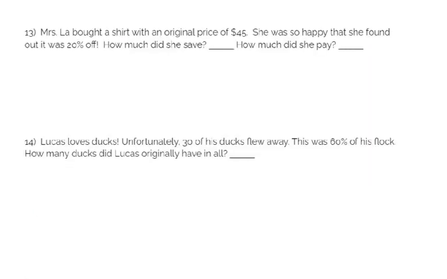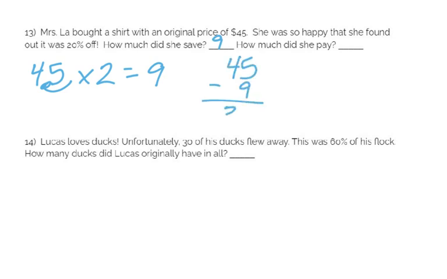All right, the last two word problems. I bought a shirt with an original price of $45, and I had 20 whopping percent off of it. So happy. So I'm going to find 10%, which would be 4.5. And to get 20%, I would double that, which would be 9. So I saved $9. So how much did I pay? Well, I'm going to take the cost of the shirt minus the $9 that I saved, and I am going to pay $36. I should put my dollar sign in there.